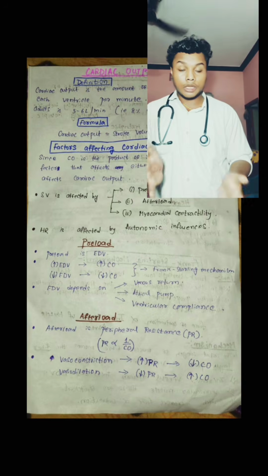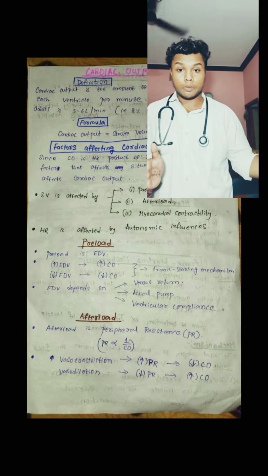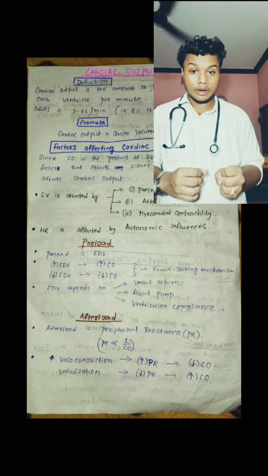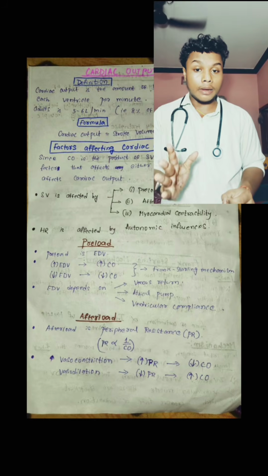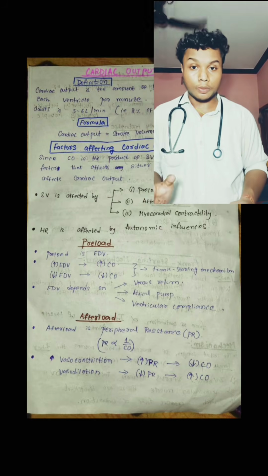Afterload is peripheral resistance. The peripheral resistance is inversely proportional to the cardiac output. That is, in case of vasoconstriction, the peripheral resistance increases, which decreases cardiac output. But in case of vasodilation, the peripheral resistance decreases, which increases the cardiac output.